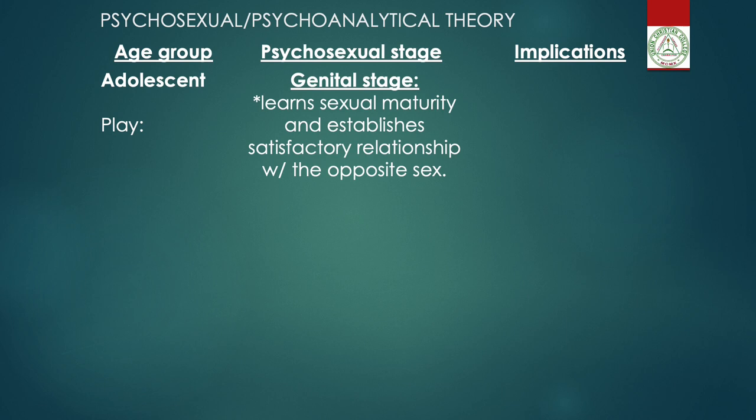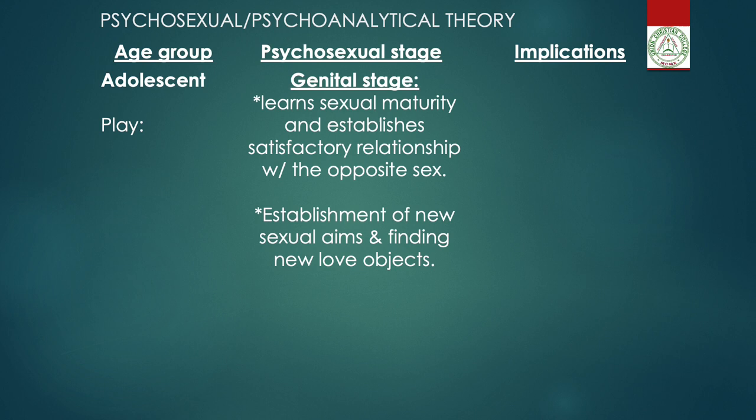So kung yung batang lalaki, he will have an interest getting to know a female individual. So ganun po yung sa genital stage. You get to have an interest in the opposite sex. During the adolescent period, there is an establishment of new sexual aims and you start to find new love objects. So yung bata na adolescent, nagkakaroon na siya ng mga crushes. That is what we call new love objects.